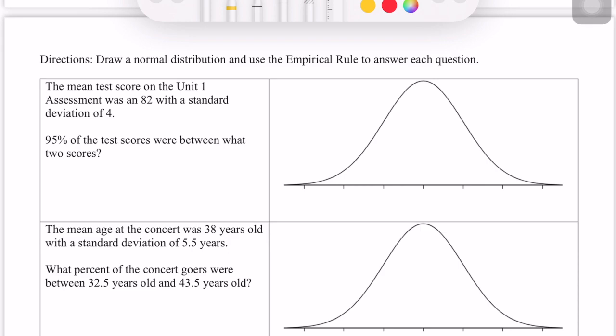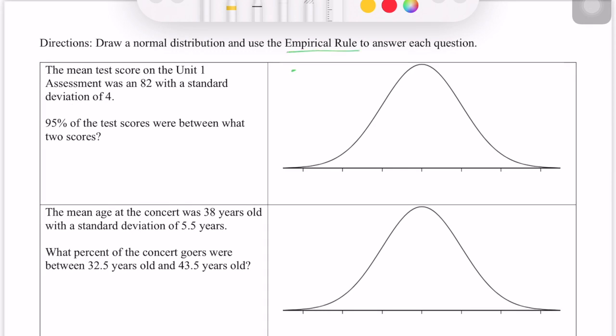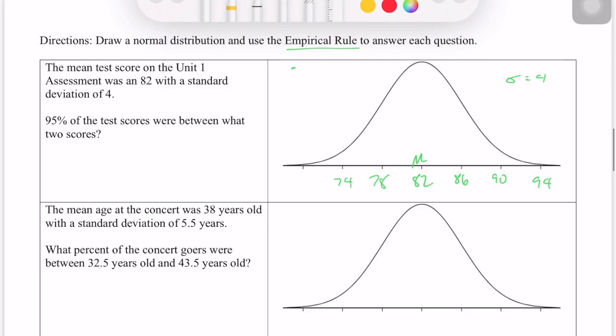Draw a normal distribution and use the empirical rule to answer each question. The mean test score of the Unit 1 assessment was 82, so my mean here is 82, with a standard deviation of 4. So my sigma equals 4, which means I'm going to be going up and down by 4. Let's get those numbers in there. That gives me 86. This gives me 90. And if I make a mistake, excuse me, I am not the best right at the moment. Keep going there. 74 and 70.